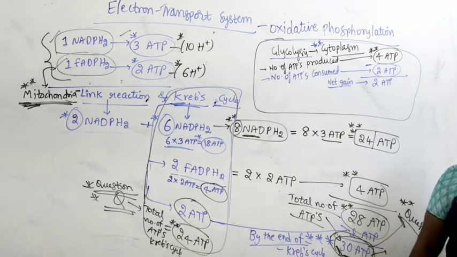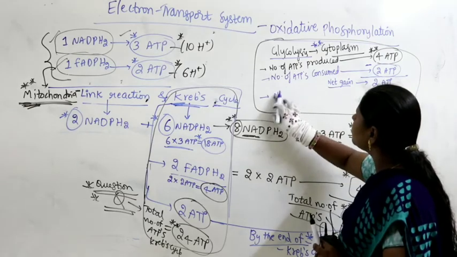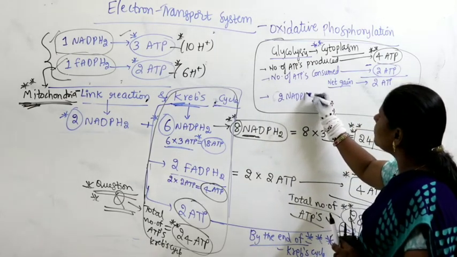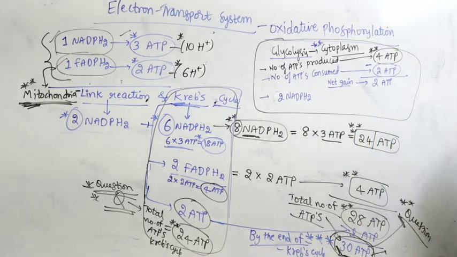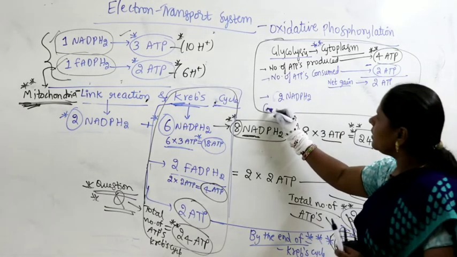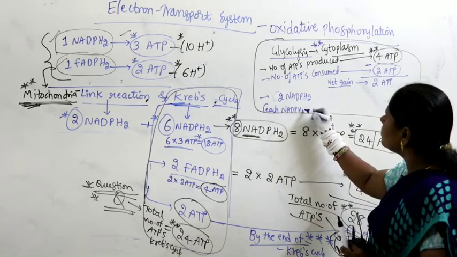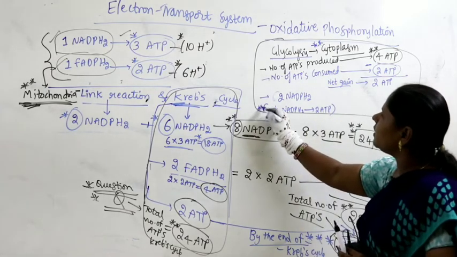Still, we have the NADPH2 contribution, no? So, how many NADPH2 are produced? 2 NADPH2 are produced. But here the reaction is happening in the cytoplasm. Each NADPH2 contributes 2 ATP. So, you can remember each NADPH contributes 2 ATP, not 3 ATP. This is a very important difference.